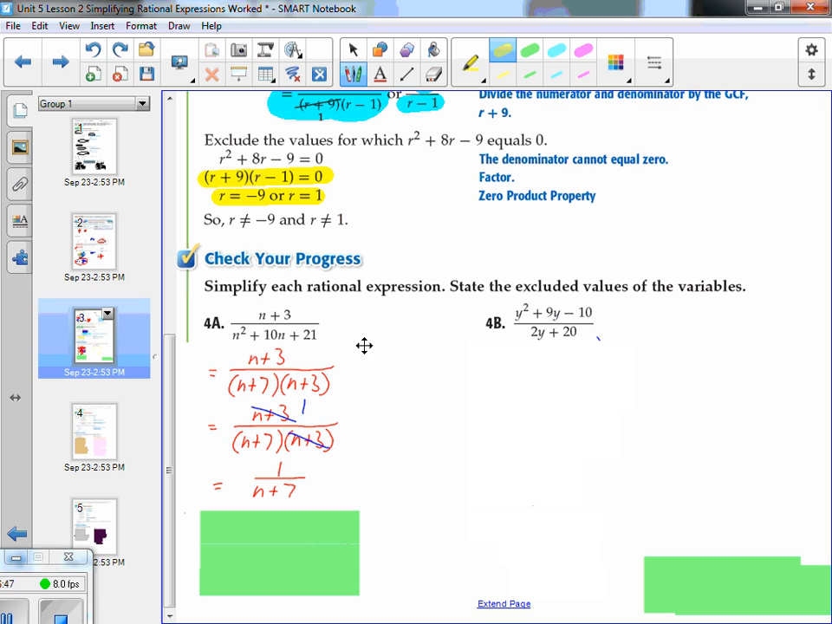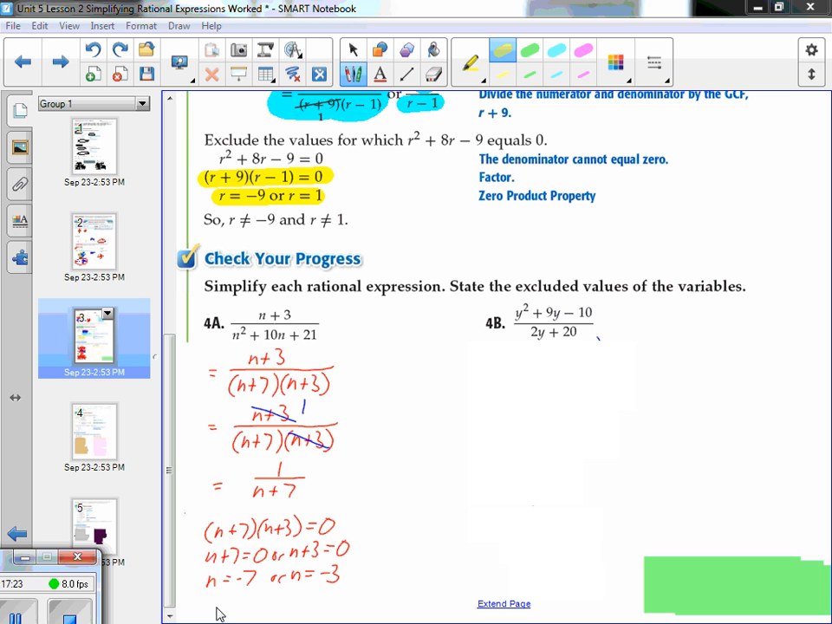All right. Now, we also have to state the excluded values. The excluded values come from when the denominator equals 0. I've already got the denominator factored, so I'm simply going to write n plus 7 times n plus 3 equals 0. And what are my two excluded values? Exactly. Negative 7, negative 3. All right. I want you to do 4b by yourself.